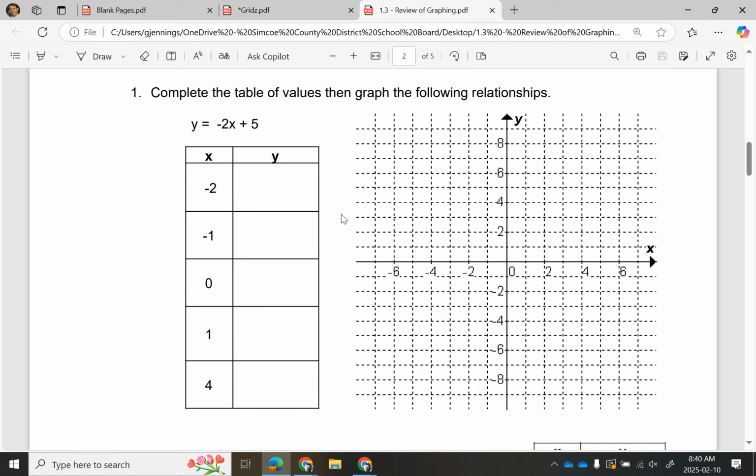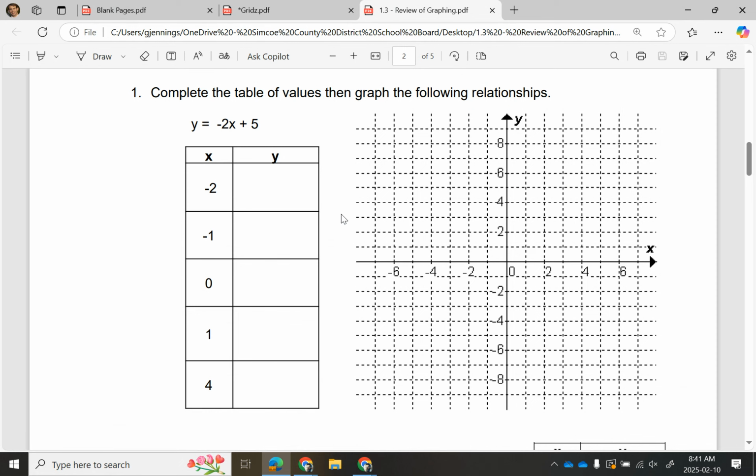Today we're reviewing using tables and graphs in order to represent the relationship between two things. We've just looked at an example looking at time versus money, and we saw on a graph we can show how time does equal money.